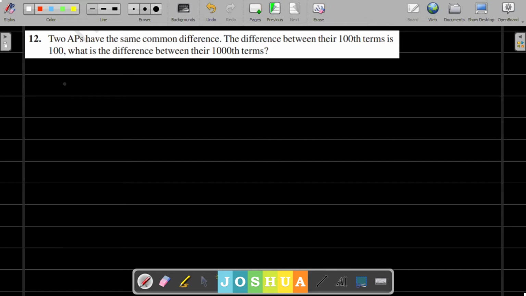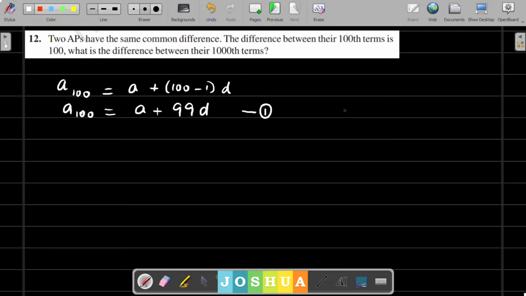For the first one, I take a small a. I call it a100, that is equal to a plus (100 minus 1) times d, which is equal to a plus 99d. I call this equation number 1. This is a100, that is equal to a plus 99d.